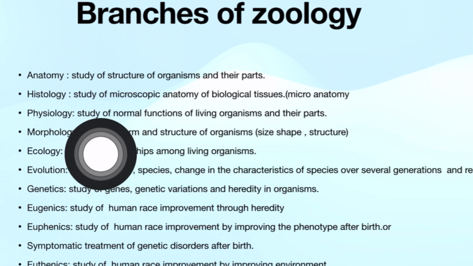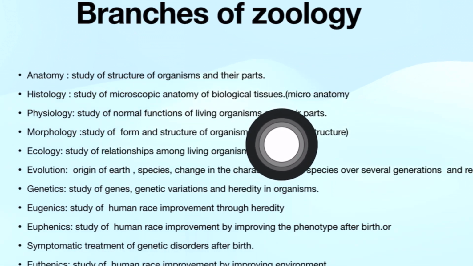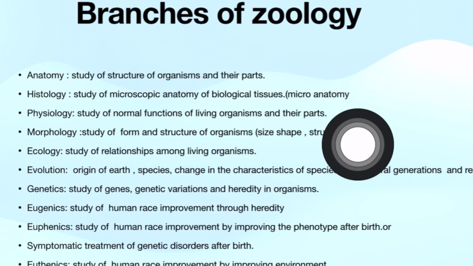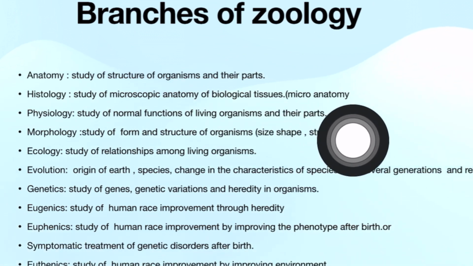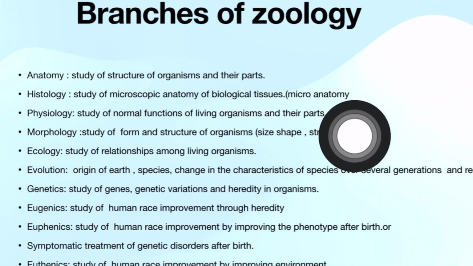Next, histology: the study of the microscopic anatomy of biological tissues. The structure, origin and function of tissues we study in this branch of zoology. This is also known as microanatomy, because by using the microscope we study the structure of different tissues present in the different parts of an organism.